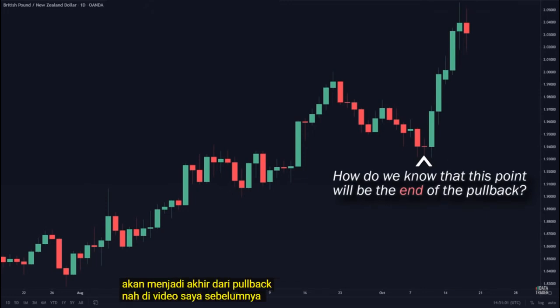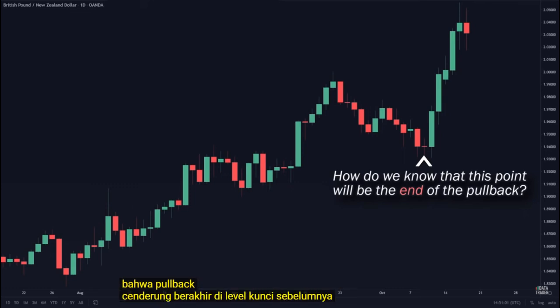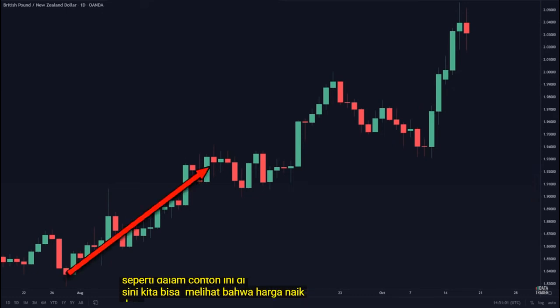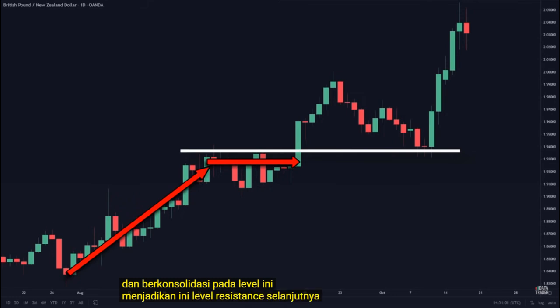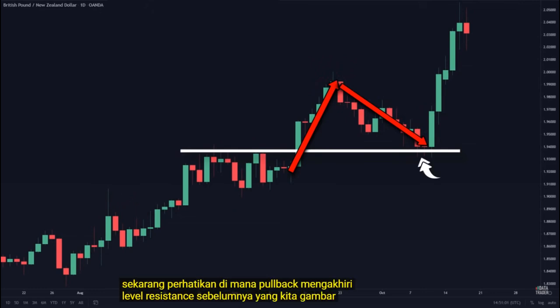Well, in my previous video, I mentioned that a pullback tends to end at a previous key level, like in this example. Here, we can see that the price went up and consolidated at this level, making this a level of resistance. Next, we saw the price break through the resistance level and make a pullback. Now notice where the pullback ended: the previous resistance level that we drew earlier. And so it's widely known that pullbacks tend to end at a key level.